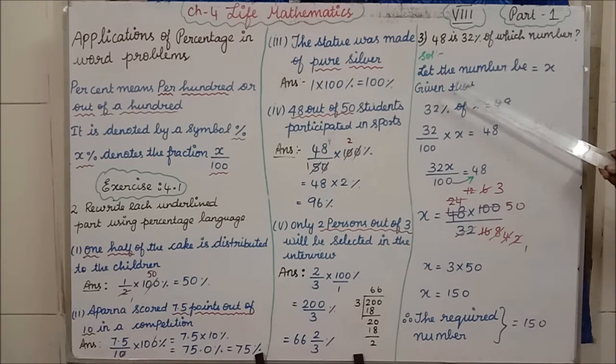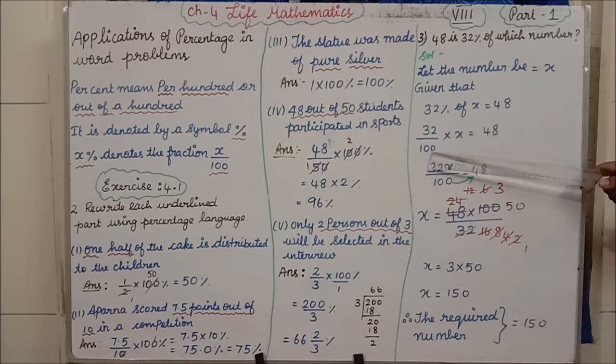In the question they have given 32 percentage of which number. We don't know that number. They have taken it as x, isn't it? So the 32 percentage of that number they have given, that is x. So 32 percentage of x is equal to 48. Whenever they give of, that will be considered as multiply. Clear? 32 percentage means what? 32 by 100. Of means into x equal to 48.